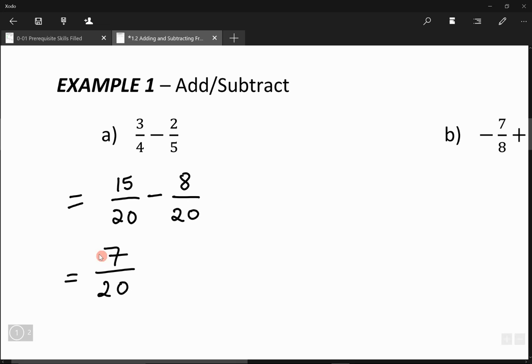Check to see if it's in lowest terms. Can I reduce the 7 anymore? No, this is as low as it can get. Okay, so 7 over 20 is my final answer for this one.